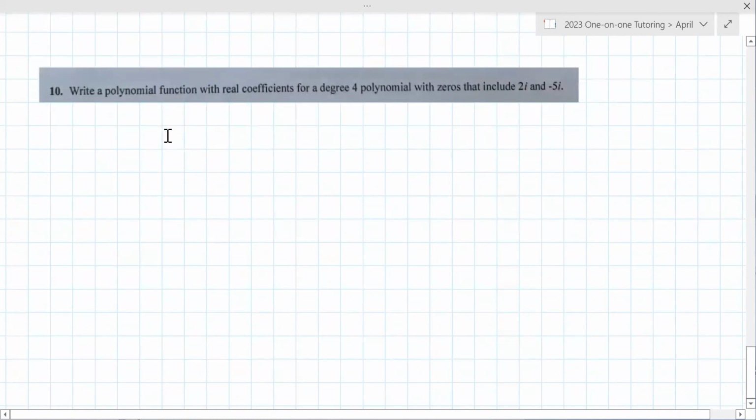All right, degree 4 polynomial. That's good. That means there's four roots, 4 zeros. They're giving you one of them, they're giving you another, but they always come in pairs. That means that 2i also comes with negative 2i. You got it. Same thing with the other one.